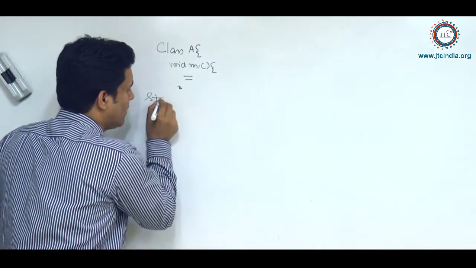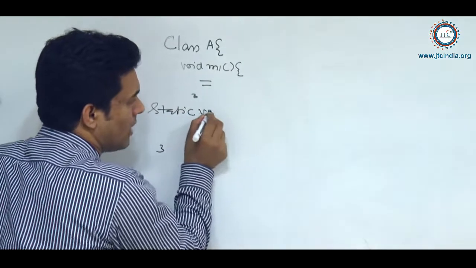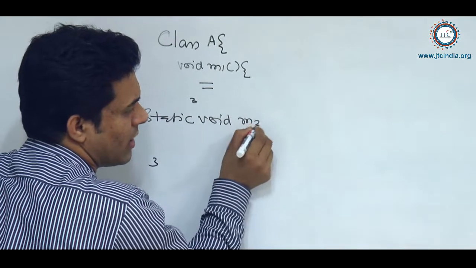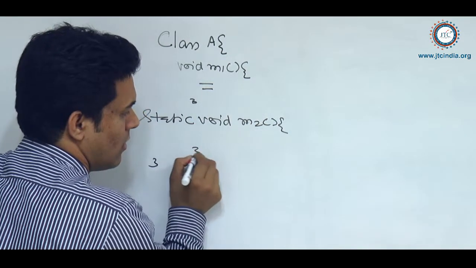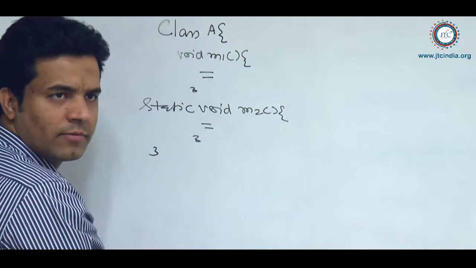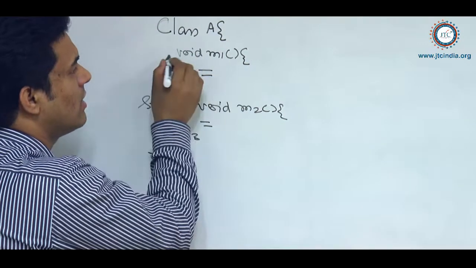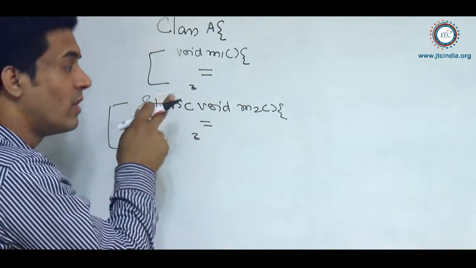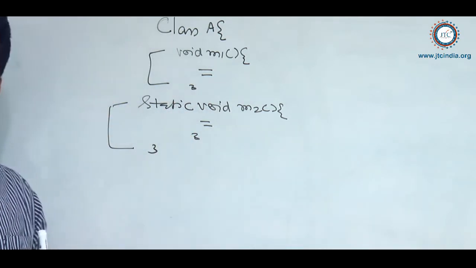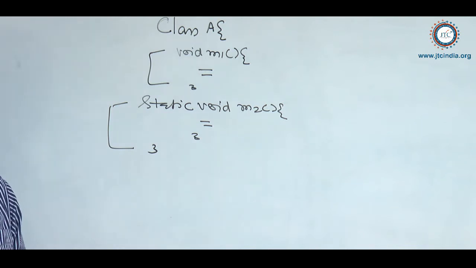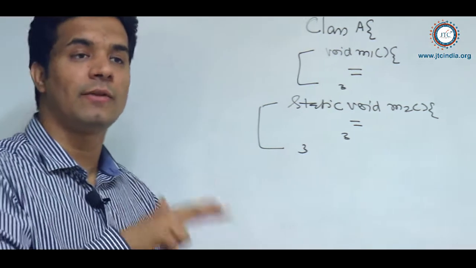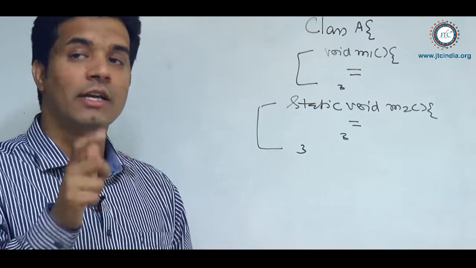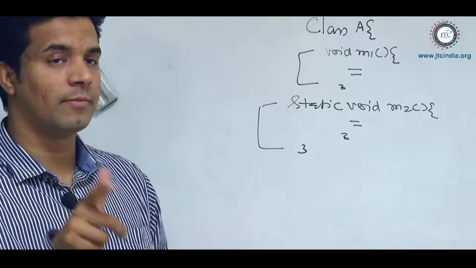Similarly, I am writing here a static void M2 method. So class A contains the M1 method and now the M2 method, which is static. With the help of static we cannot achieve runtime polymorphism, because static things support early binding, whereas instance methods support late binding. Now, you have to make it clear what early binding and late binding are.